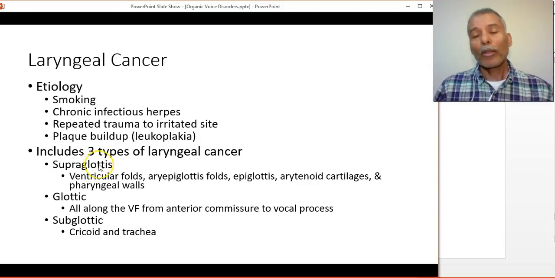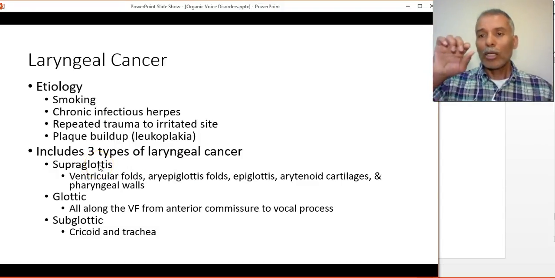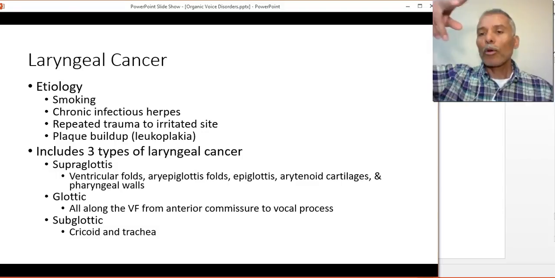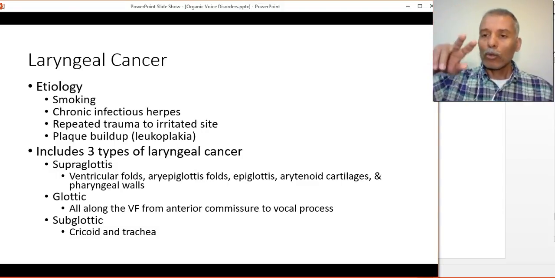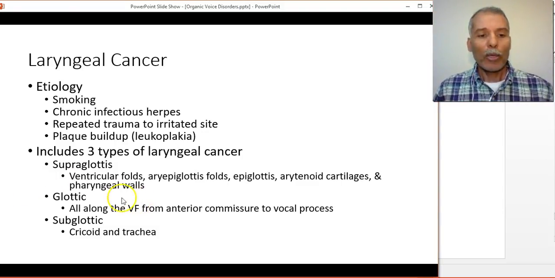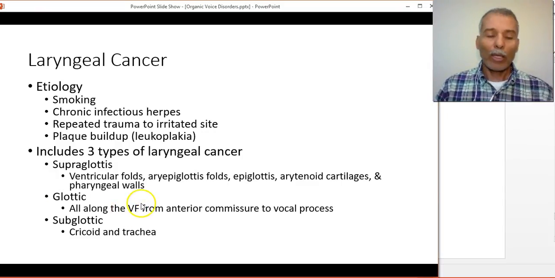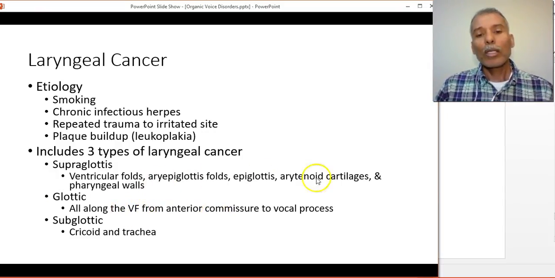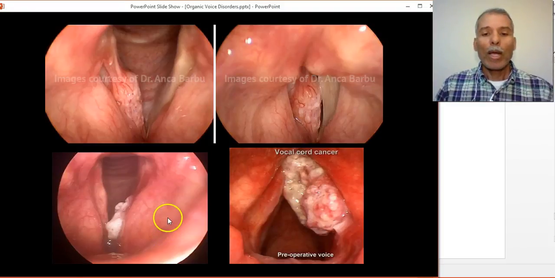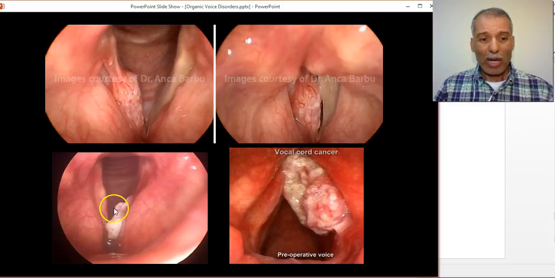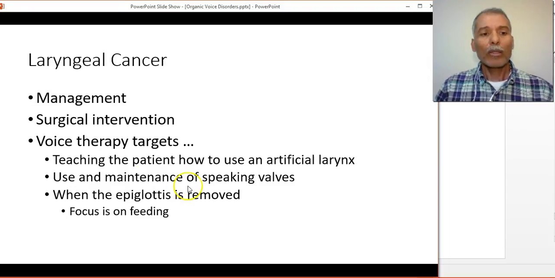There are 3 kinds of laryngeal cancer based on the location. It can be glottic, on the vocal folds themselves, it could be supraglottic, above them, or it could be subglottic, depending on the size and the lesion. And so these are the sites that could be affected. These are examples of what that looks like when you see it. In terms of management, of course, surgical intervention.